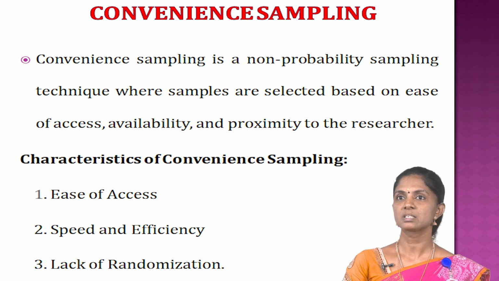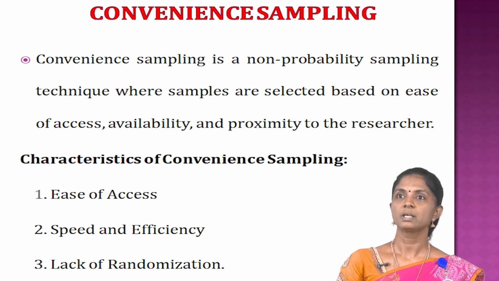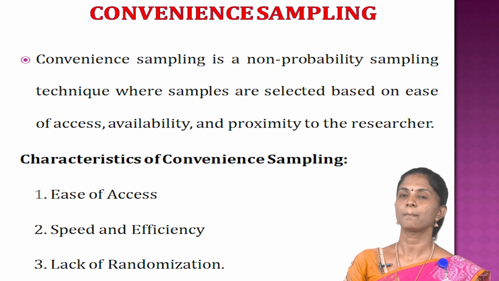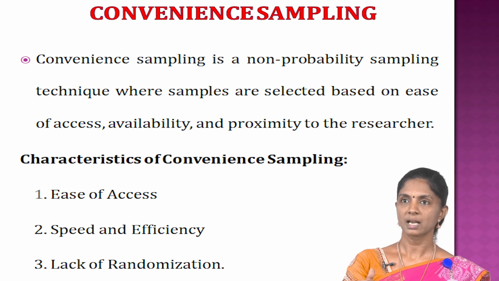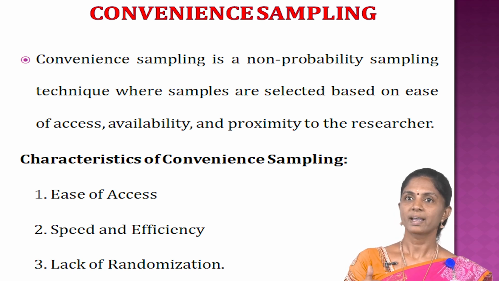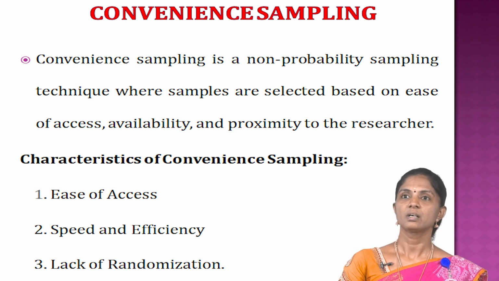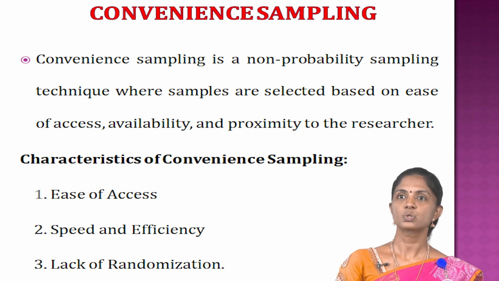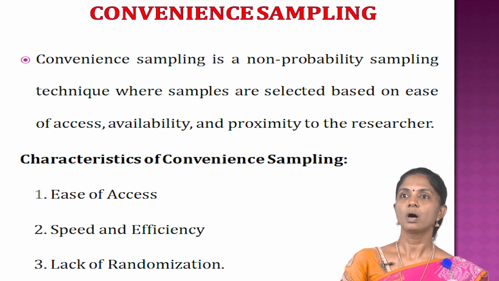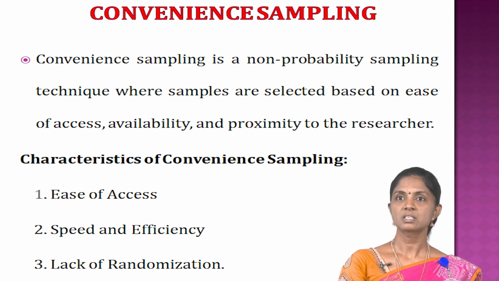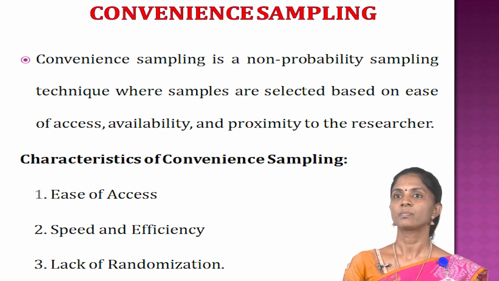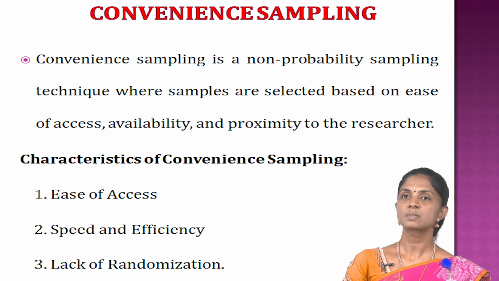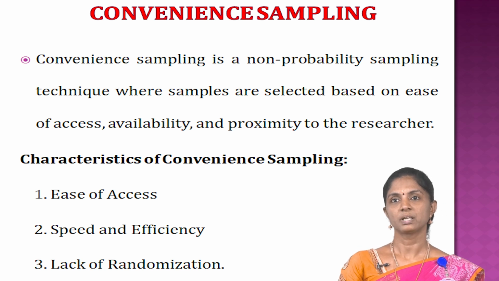Next one is convenience sampling. Convenience sampling is also a non-probability sampling technique where samples are selected based on ease of access, availability, and proximity to the researcher. It involves choosing respondents who are easiest to reach or available, without randomization. This method is often used in exploratory research or when quick and cost-effective sampling is needed.